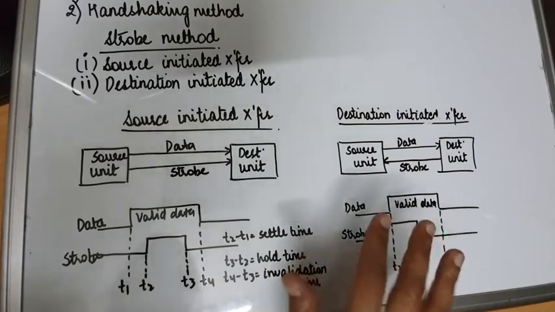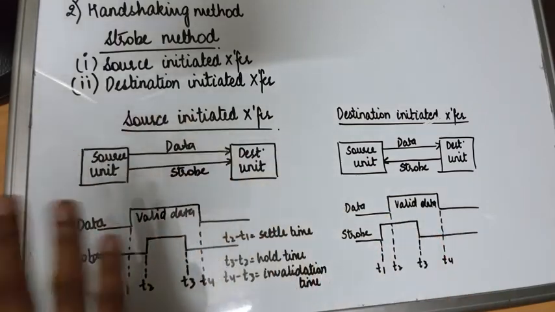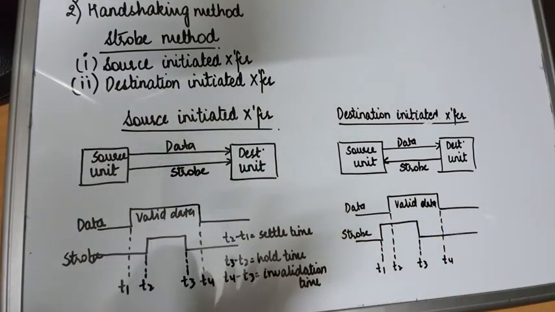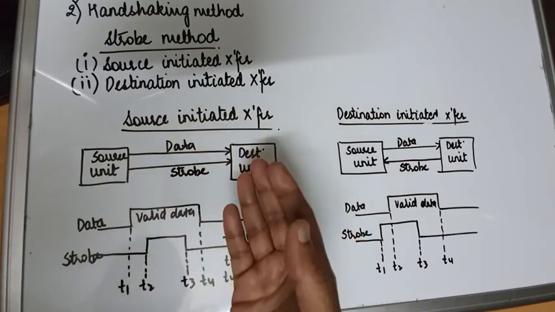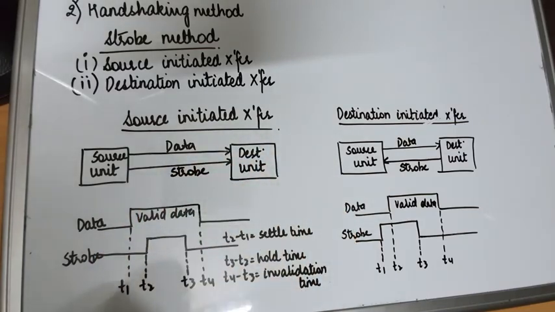Because of these two disadvantages of the strobe method, now we will study the handshaking method.